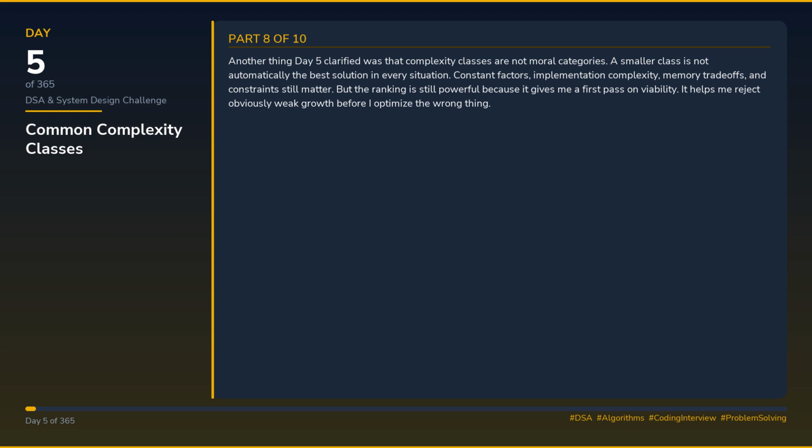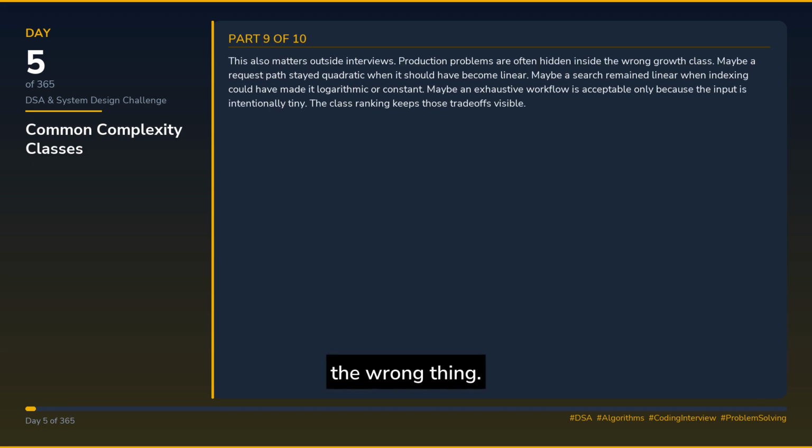Another thing Day 5 clarified was that complexity classes are not moral categories. A smaller class is not automatically the best solution in every situation. Constant factors, implementation complexity, memory trade-offs, and constraints still matter. But the ranking is still powerful because it gives me a first pass on viability. It helps me reject obviously weak growth before I optimize the wrong thing.